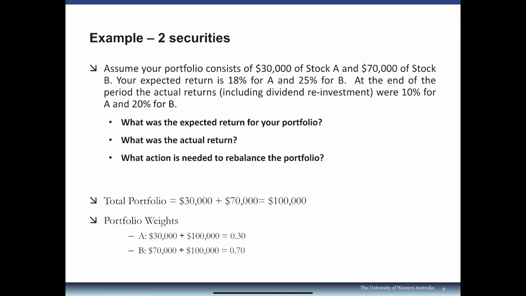So you may want to think about in what scenario you would not have to rebalance your portfolio. The only case would be if they are all growing at the same rate. Let's say A has gone up by 10% and B has gone up by 10%, then the relative weight ratio would still be 3-7.